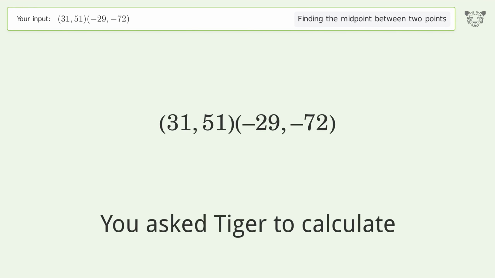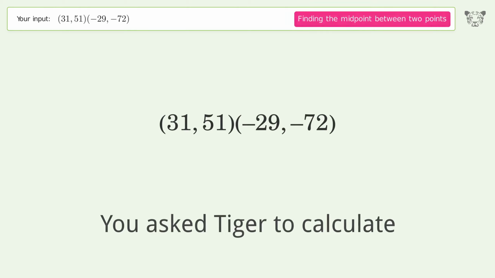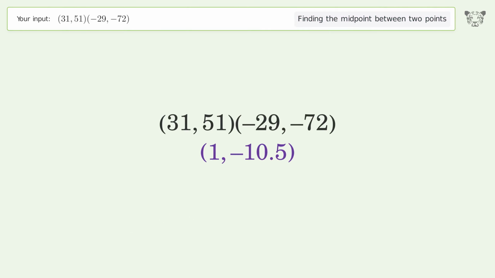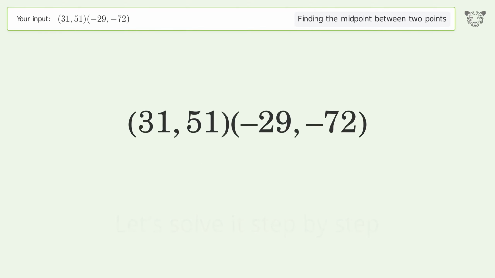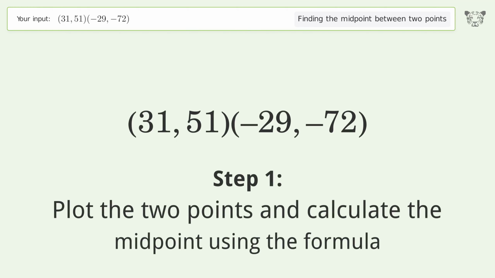You ask Tiger to calculate. This deals with finding the midpoint between 2 points. The midpoint between the 2 points is 1, -10.5. Let's solve it step by step. Plot the 2 points and calculate the midpoint using the formula.